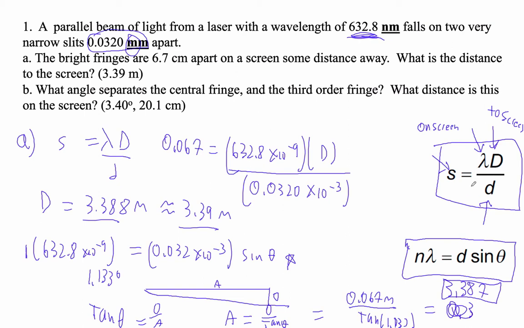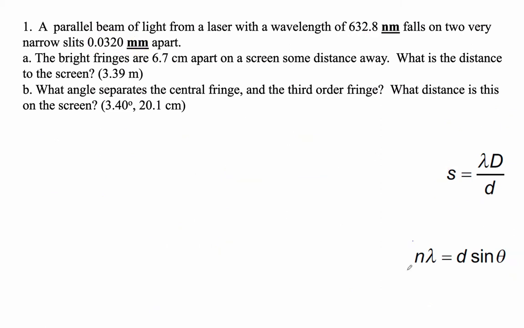We can use the approximate formula, okay? And I just encourage you to do that. The IB test is a timed test, okay? All right, so what angle separates the central fringe and the third order fringe? What distance is this on the screen? Let's do that. Okay, for the angle, I encourage you to use this guy here.